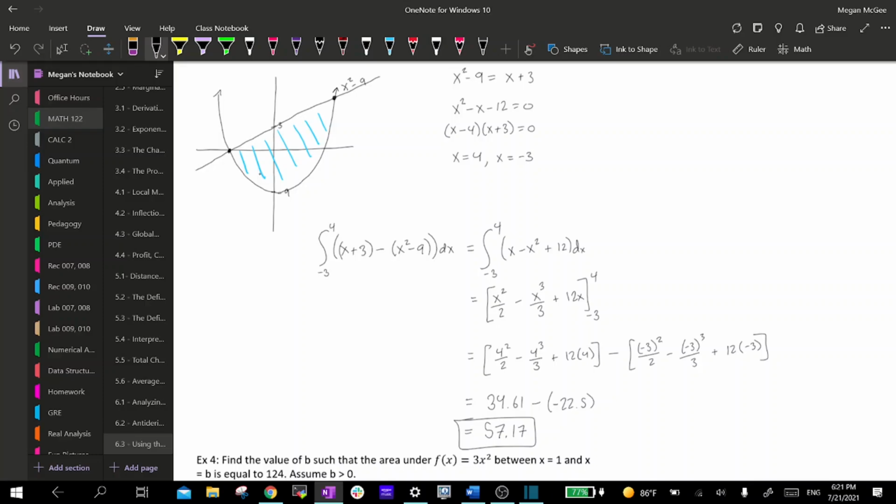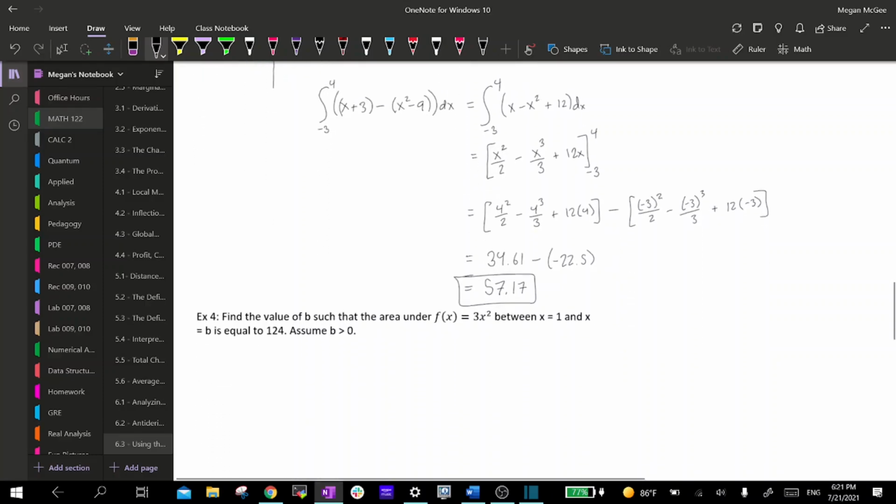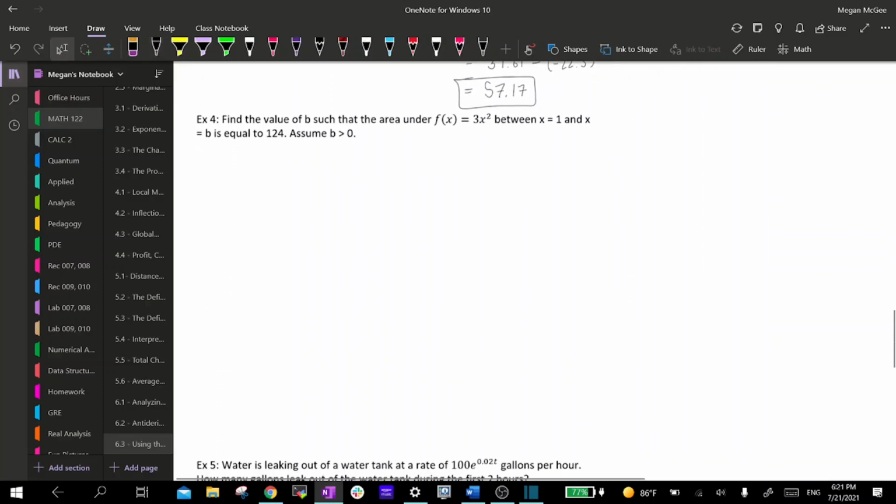So let's go ahead and look at example 4. This one says we want to find the value of b such that the area under this function between x is equal to 1 and x is equal to b is equal to 124.